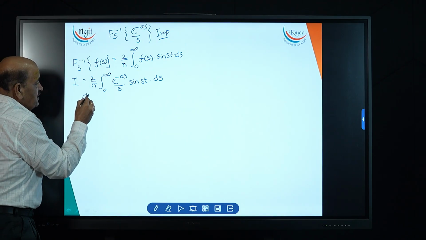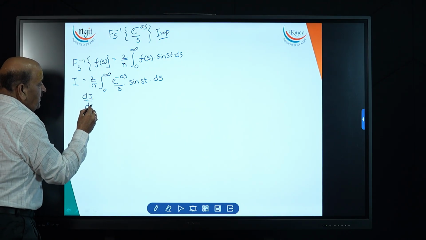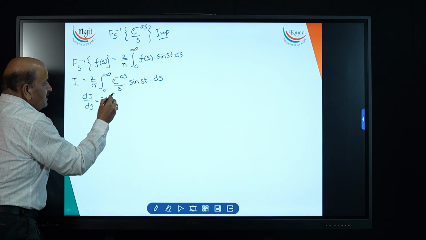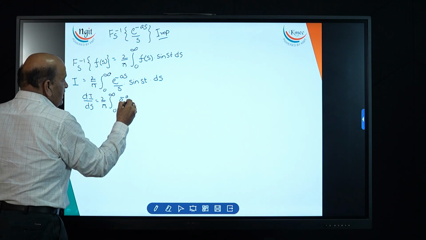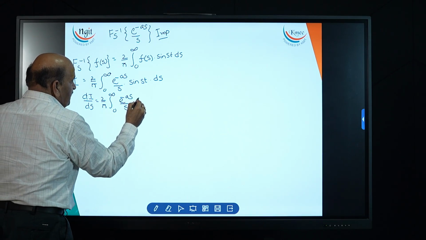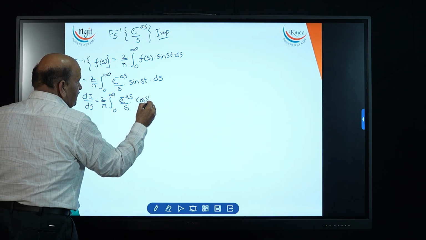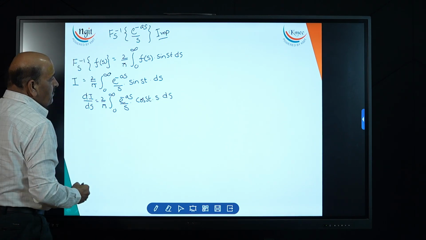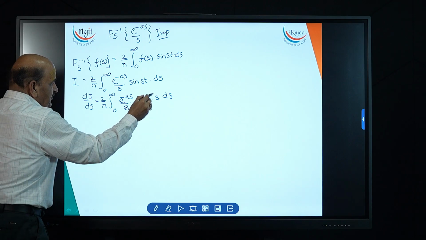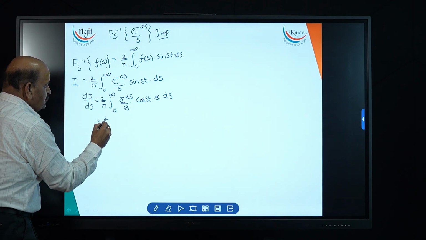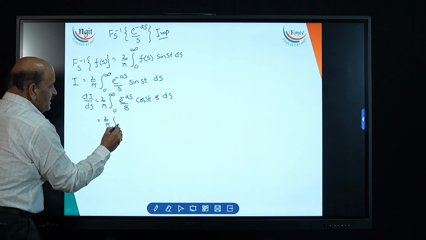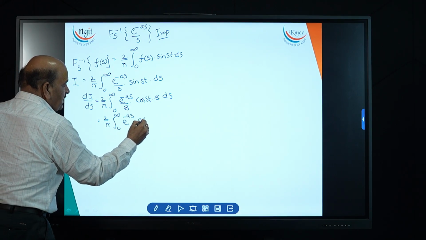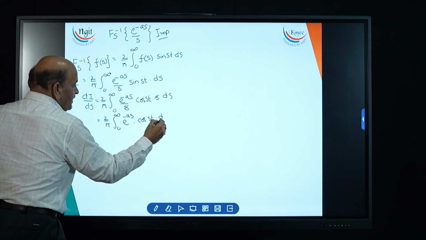Now differentiate the integral with respect to s. Now it will become 2 by pi integral 0 to infinity e power minus as by s. For sine differentiation, that is cos st, s will come out as a constant. Now this s will be cancelled. This is equal to 2 by pi, integral 0 to infinity e power minus as into cos st ds.